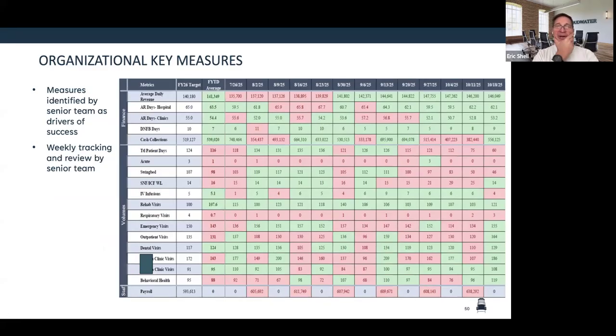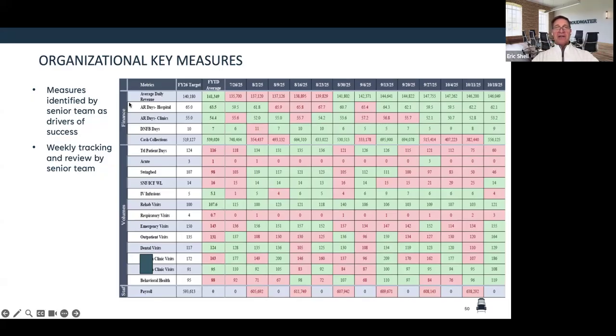This was a critical access hospital in Hawaii in which they really lacked a measurement culture. And so they created this manual dashboard that they track every week.